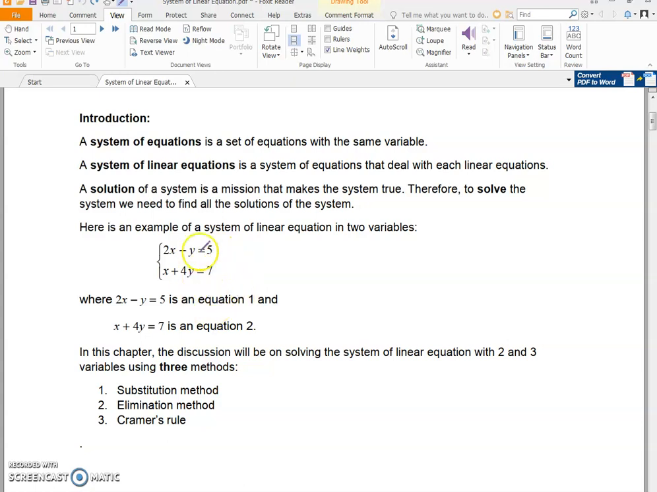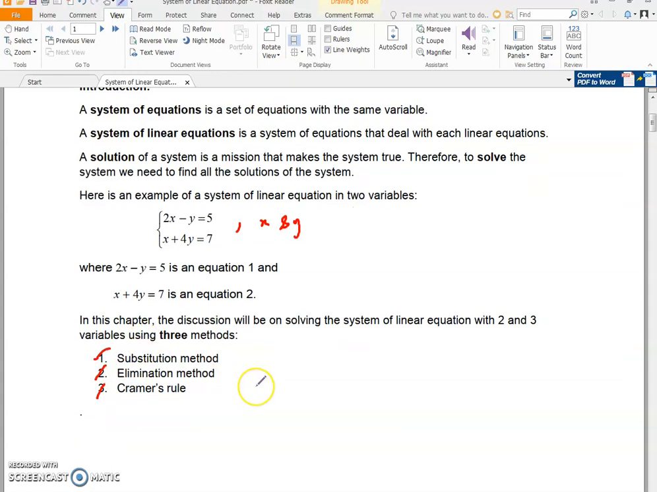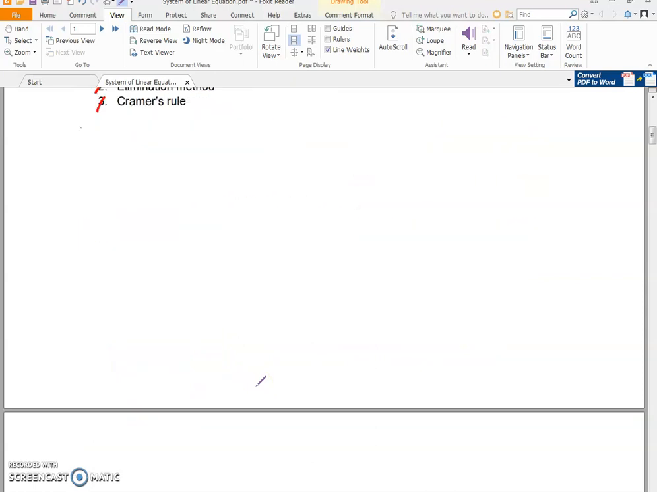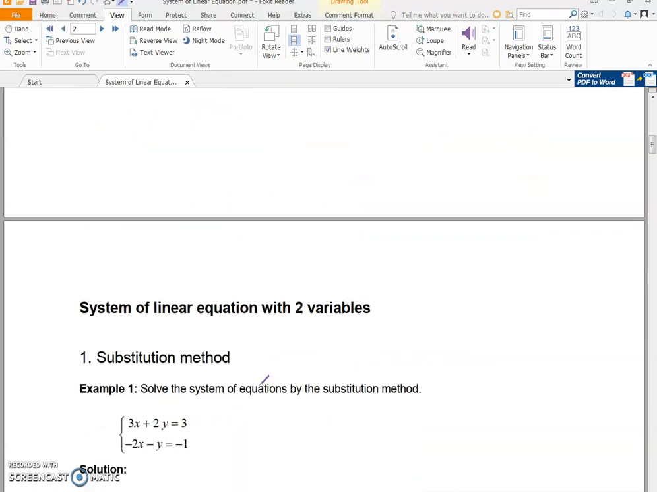You can try to find the value of x and y here by using the method of substitution. That is one of the discussions. Then we are going to see how to do the elimination method, and the third one is Cramer's rule. So let us see the substitution method. You can try to download this note from Moodle.